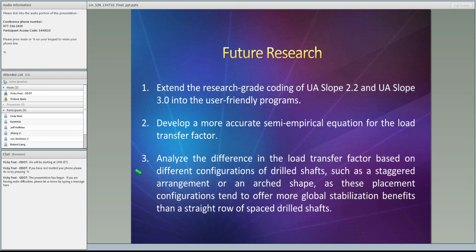So in the future, we have to develop a more efficient and quicker method to calculate multiple rows of drilled shafts. And number 5 is extend the method for multiple rows of drilled shafts stabilizing slope from the static loading condition into the seismic condition. And also we published some journal papers which are related to this project. And these are some journal papers for that. And thank you.